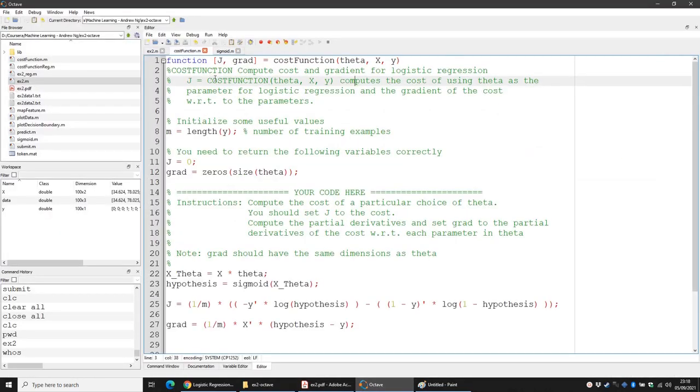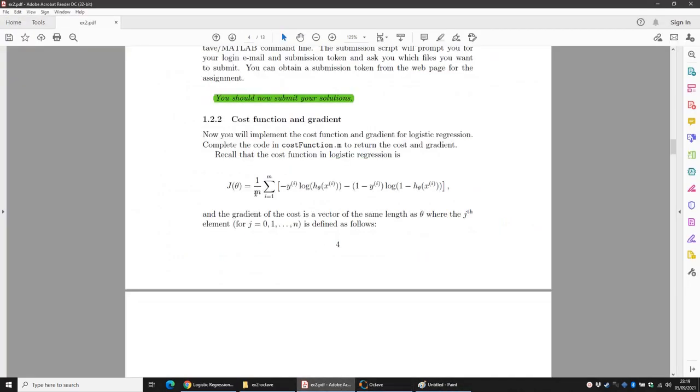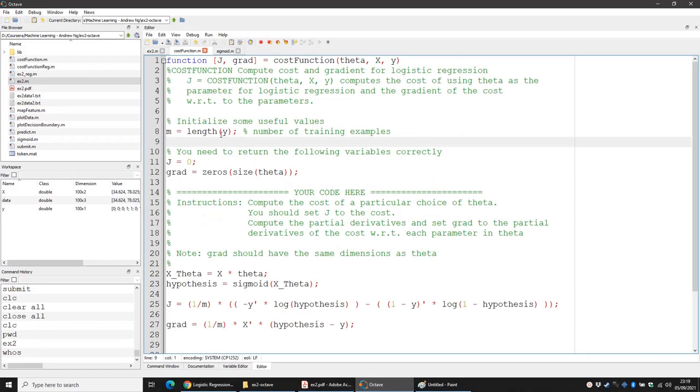Okay, what do we have as input for costFunction.m? We want to find J, right? So for the cost function, our inputs are theta, x, and y. Now what else do you need? You need m. M is the length of y. Do you understand why that is the case? Because you have m number of training examples, and since you're finding the average, you have to divide by m. So in order to get this m, you use the length of y.